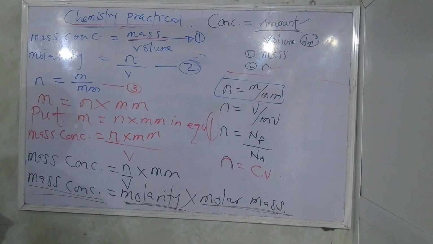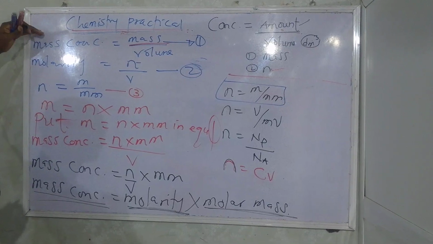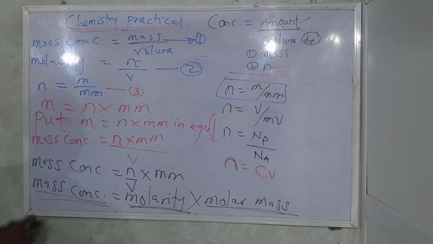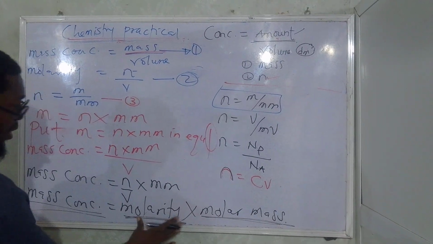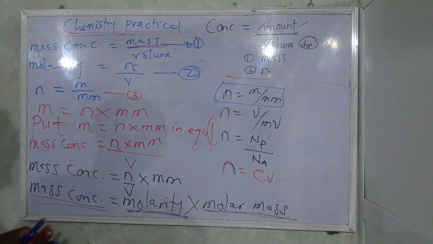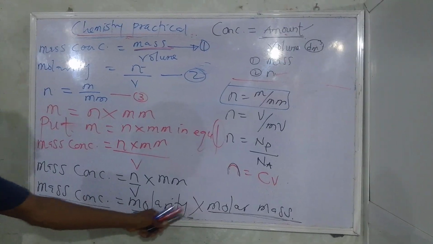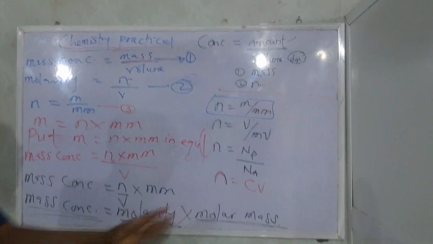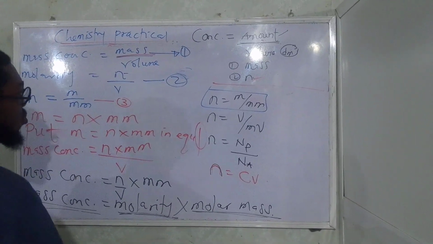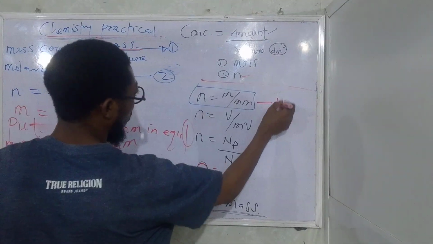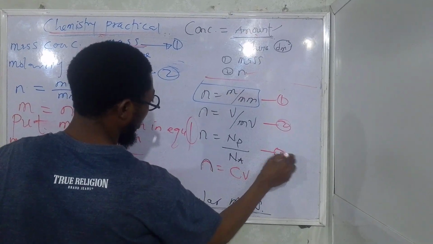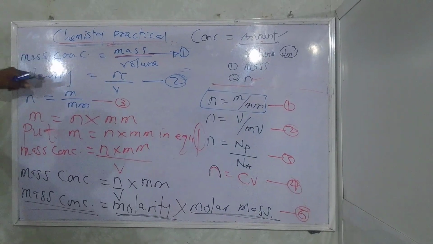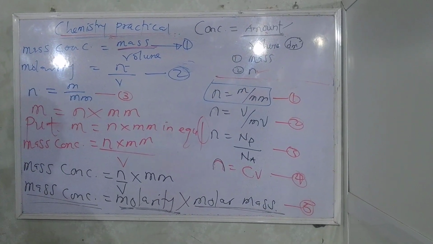Then finally, you need to remember the meaning of mass concentration, the meaning of molarity, and the relationship between the two of them: mass concentration equals molarity times molar mass. I lay emphasis on this particular equation because these are the key questions that we expect in every exam. How many equations have we written now? 1, 2, 3, 4, then 5. Very important.